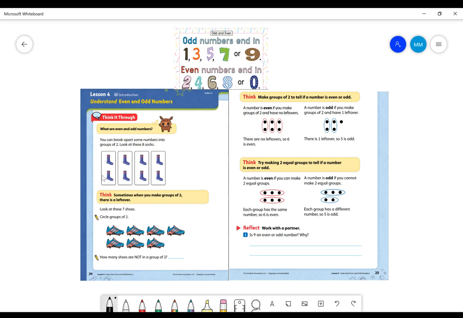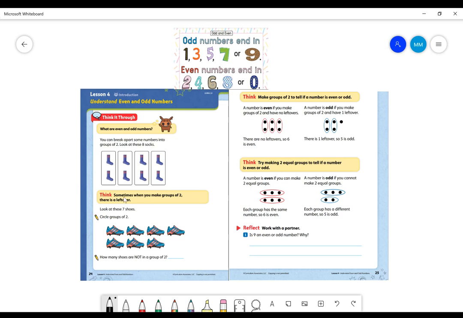Look at these 8 socks. Now, in those 8 socks, how many groups of 2 did they show us? We have 1 group of 2, 2 groups of 2, 3 groups of 2, and 4 groups of 2. I'm going to give you guys a secret. This is like early multiplication. You guys are doing 3rd grade math.